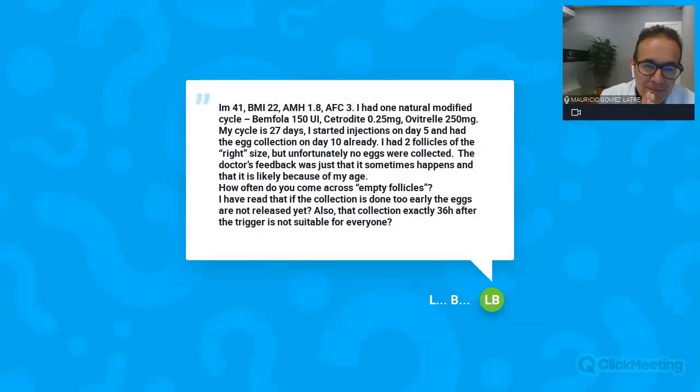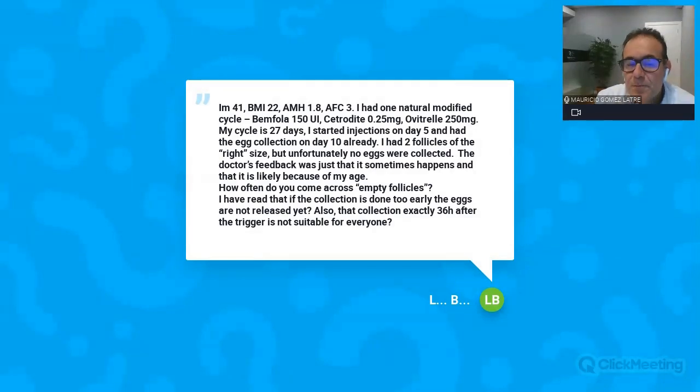This natural cycle modified with, it seems to be correct, the concept, no? With moderate doses of Bemfola, that is like Gona, for example, is FSH recombinant. Cetrotide is like the antagonist, exactly, and Ovitrelle. About this case, for example, it's talking about the triggering. We haven't talked about the triggering, but when the follicles are just to be taken off 2 days before the ovarian collection, we use 2 kinds of medications, this Ovitrelle and the Cetrotide, that is a GnRH agonist.